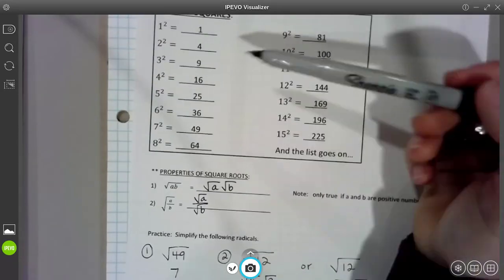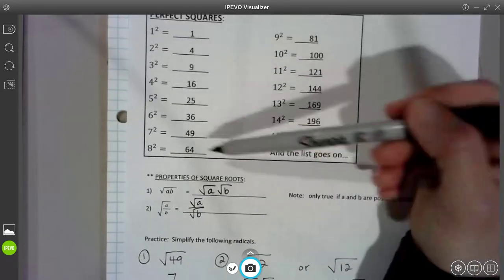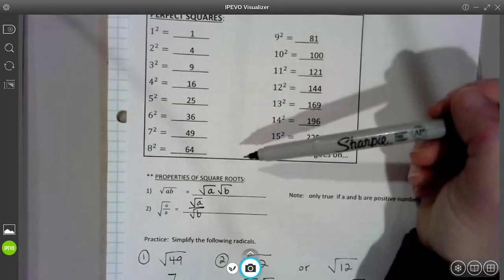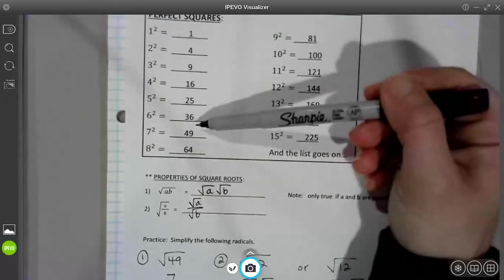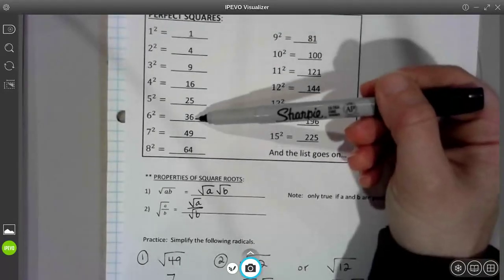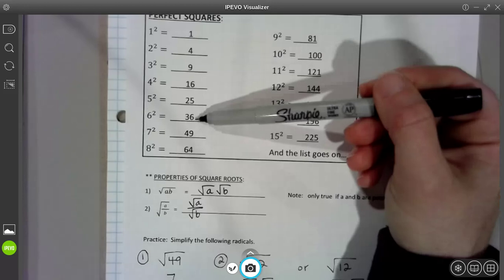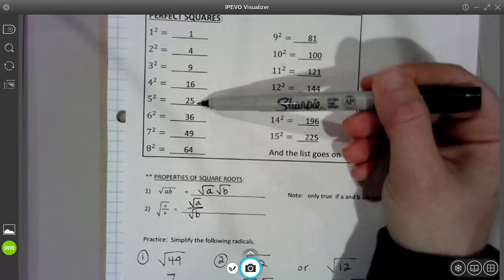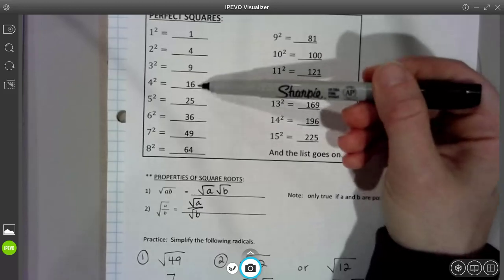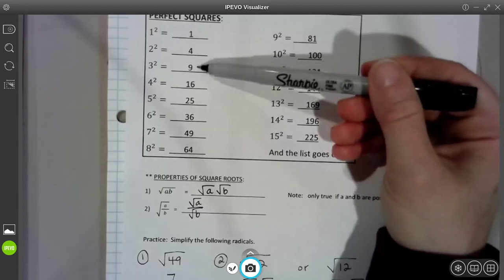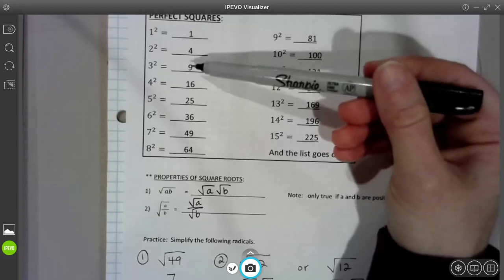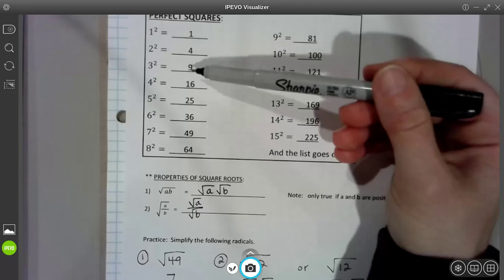So you have to find the biggest number on this list that divides evenly into 45. So let's start with 36, the closest one to it without going over. Does 45 divide by 36? No. Does 45 divide by 25? No. Does 45 divide by 16? No. Does 45 divide by 9? Yep, 9's our guy. 9 is the biggest perfect square that divides evenly into 45.